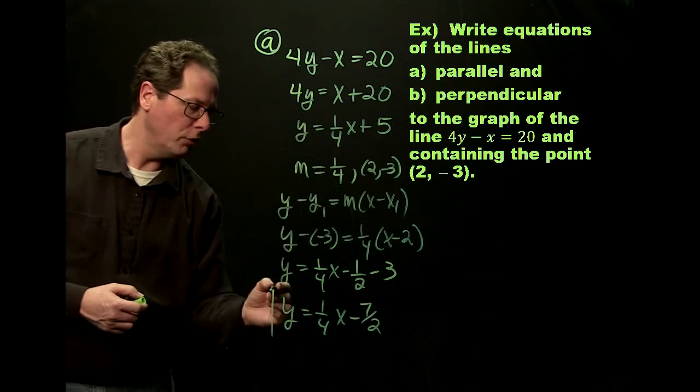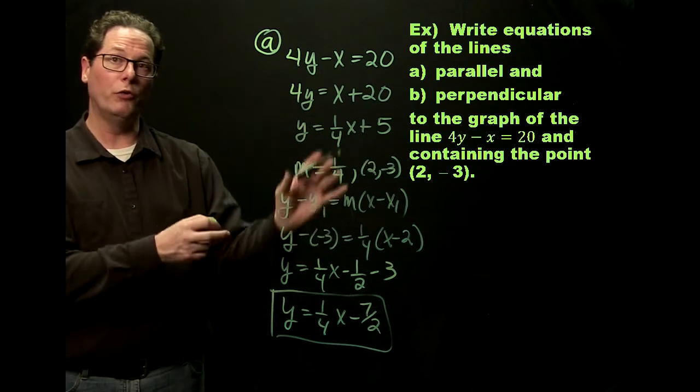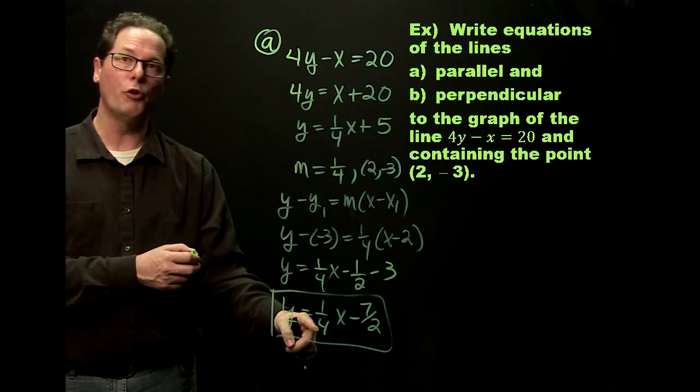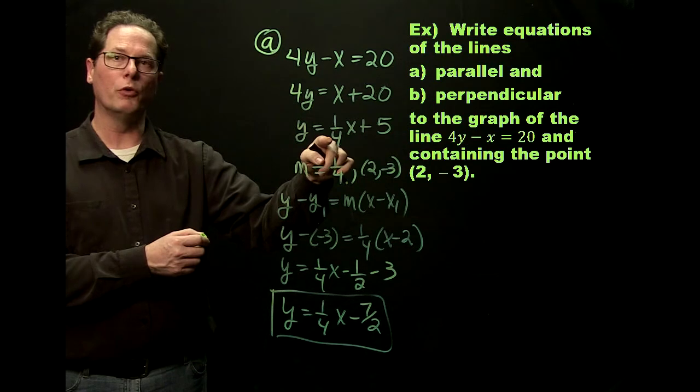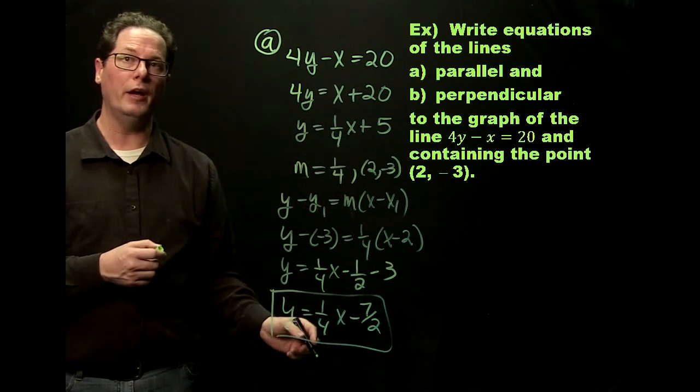You can use your calculator to help you with those fractions if they were giving you any kind of trouble. So this is our solution to part A. This is a line that's parallel to our original line. They both have the same slope of 1/4. This has a y-intercept of 5. This has a different y-intercept of negative 7/2.